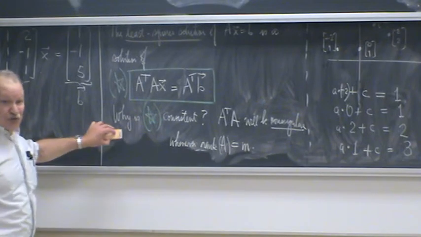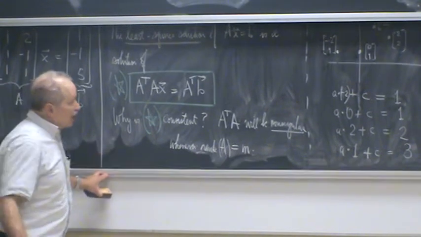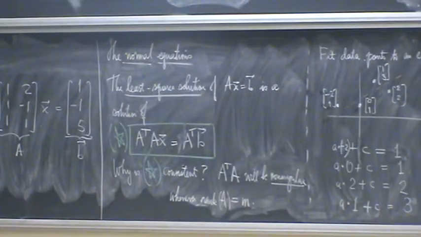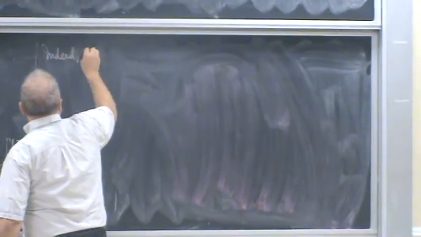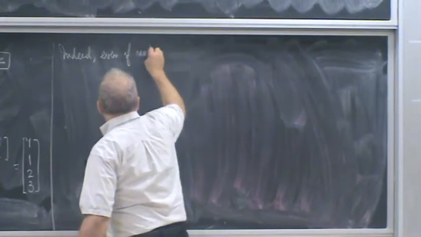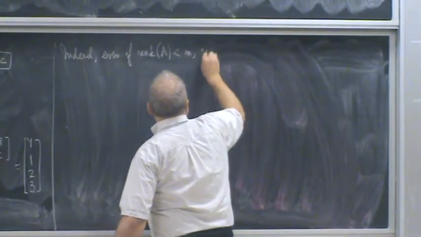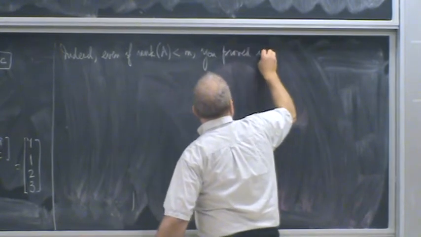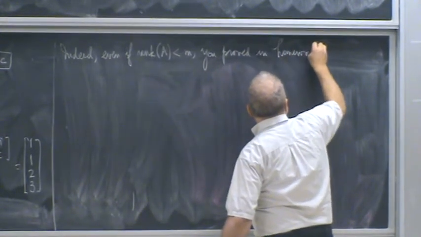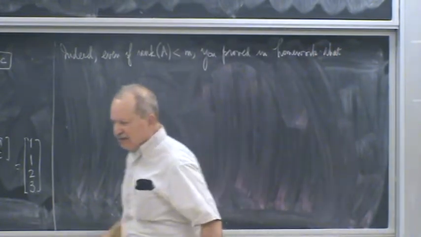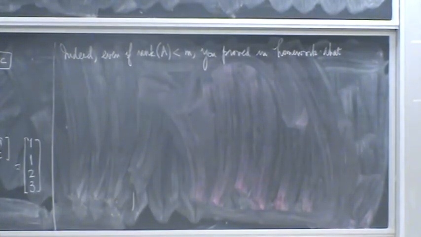And you actually proved this in homework. But you actually proved more, even if the rank is less than m. Indeed, even if the rank of A is less than m, you proved in homework that what would it mean, what would you need to know that this is consistent? You would need to know that this vector is in the column space.